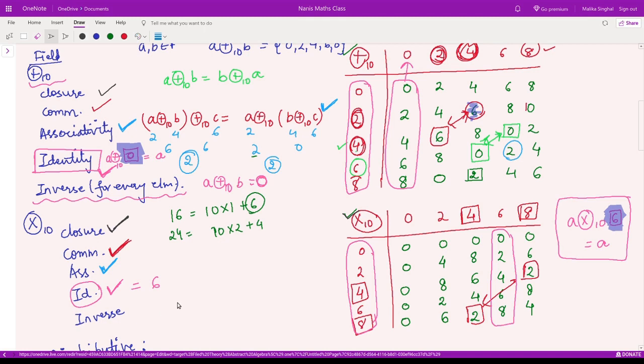And for here, what do we have? We have A multiplication modulo 10 B. It should give me the identity, that is 6 here. So we are looking for these two things, and this should be valid for every numbers A and B. Then B is said to be the inverse of A here, and B is said to be inverse of A here. So let me check this over here. I need to check for every element.